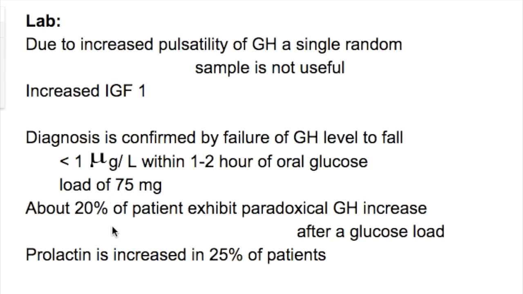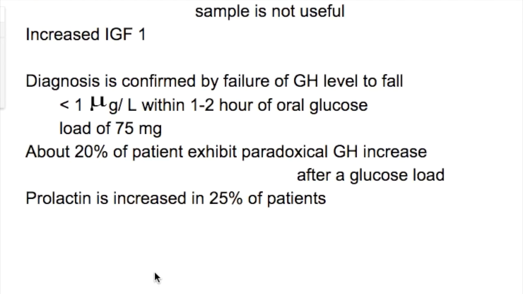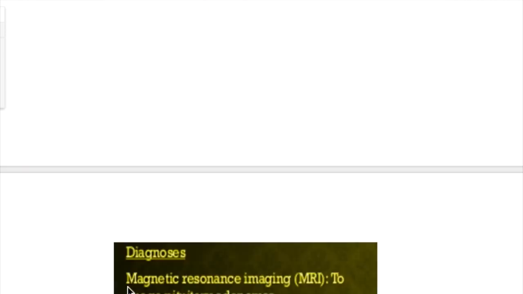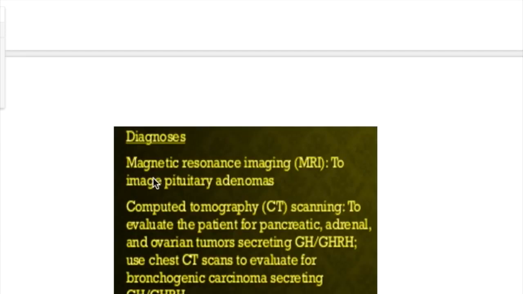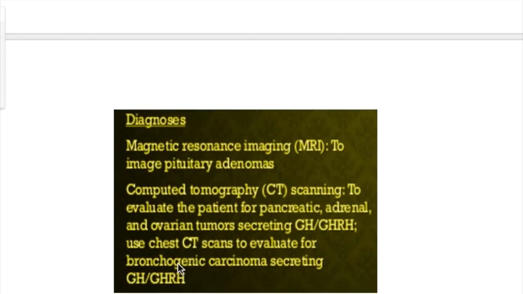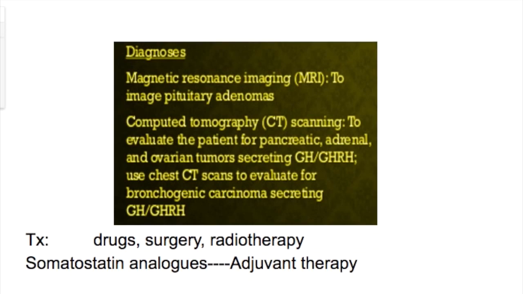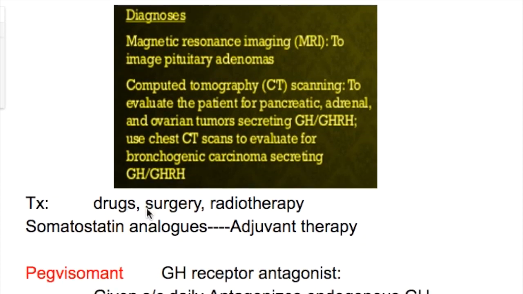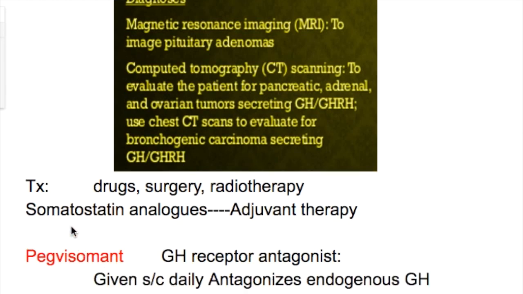About 20% of the patients exhibit a paradoxical growth hormone increase after the glucose load. Prolactin is also increased in 25% of the patients. MRI is done for the pituitary adenoma imaging, and CT is done for ectopic production in the body. So what's the treatment of acromegaly? The treatment is drugs, surgery, and radiotherapy.